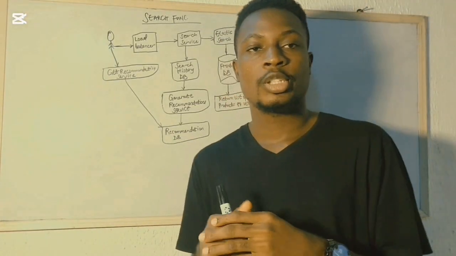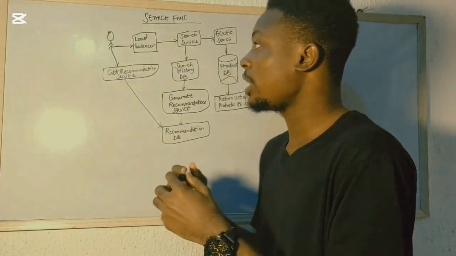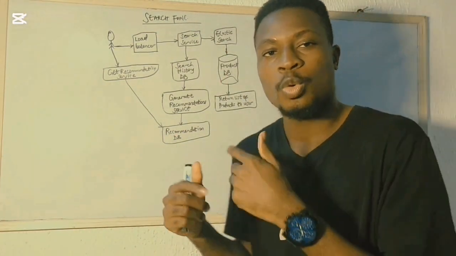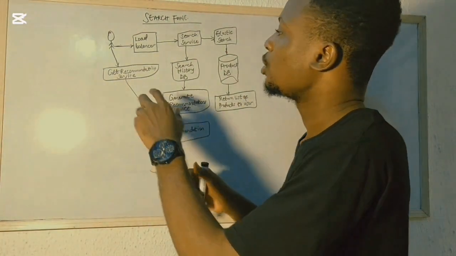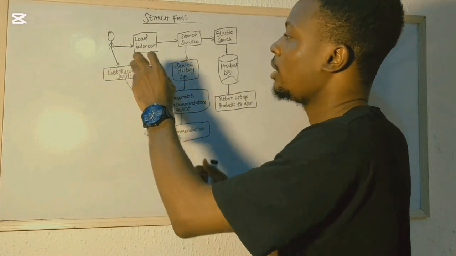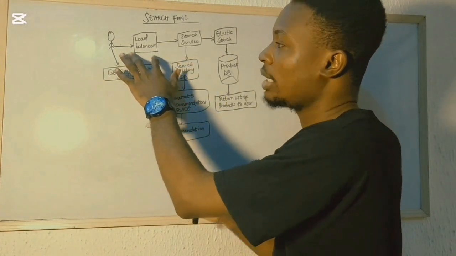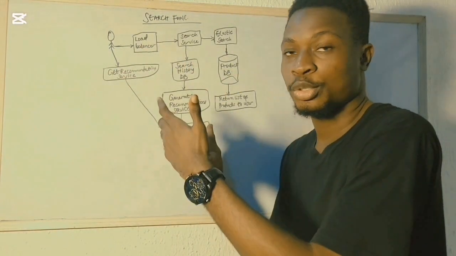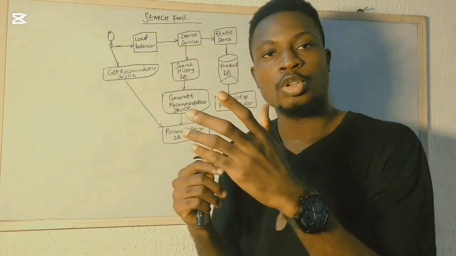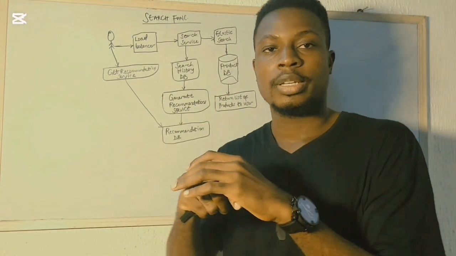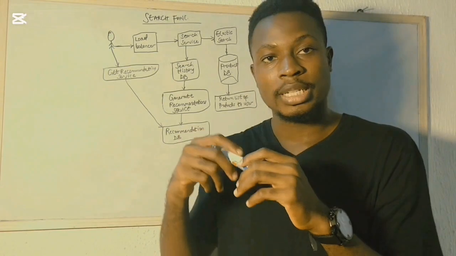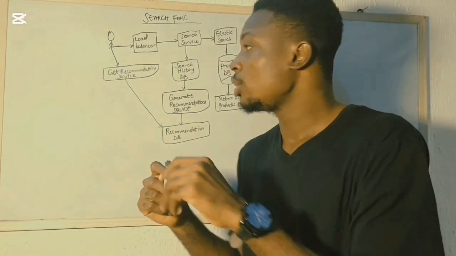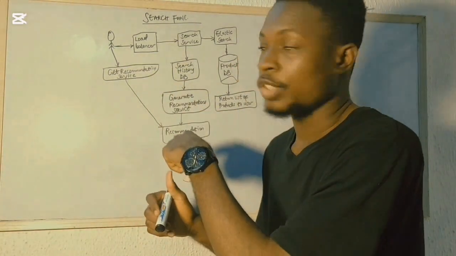So firstly, we are going to be discussing the search functionality. When you search for a product on an e-commerce site, what really goes on behind the scenes? When you search for a product, the request hits a load balancer or an API gateway, whatever you choose to call it. If you don't know what load balancers are, I have a video on my channel where I discuss what load balancing is, what they are, and how they work. You can watch it and come back to this video.